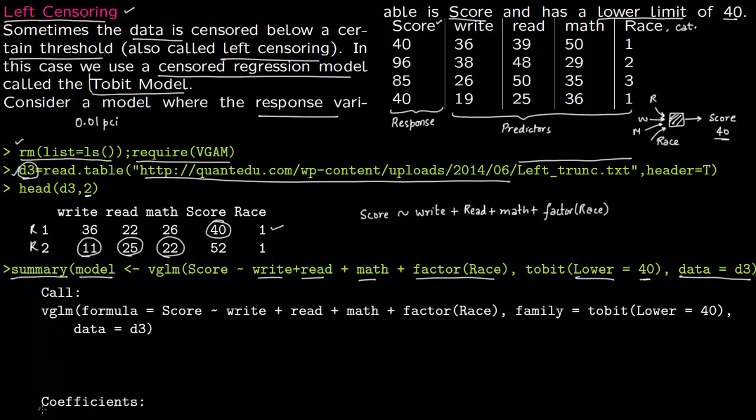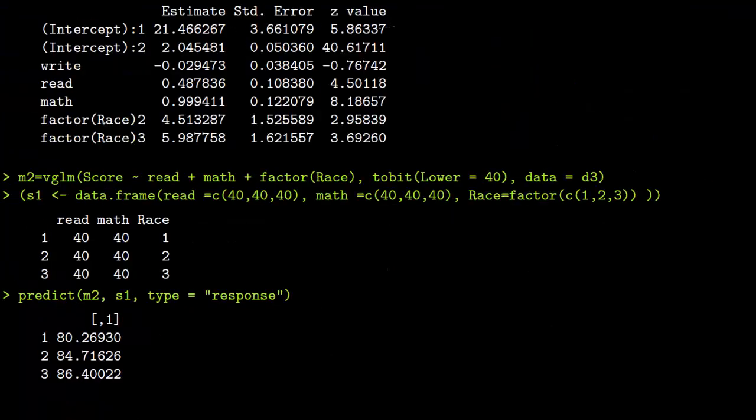We will just worry about the coefficients. For the coefficients, we are not given the p values, so we have to go with z values. We take the absolute value of the z value, that is, if it is negative, you drop the negative sign. If it is positive, you keep it as such, and you check if it is greater than or equal to 2. If it is greater than or equal to 2, then it is significant. If the z value is less than 2, then it is not significant.